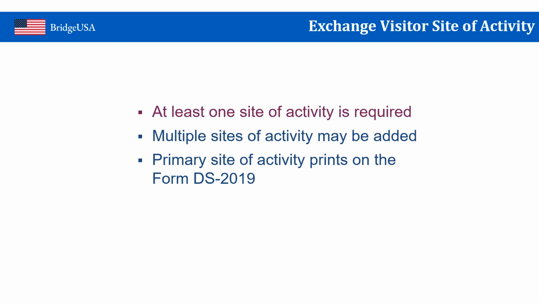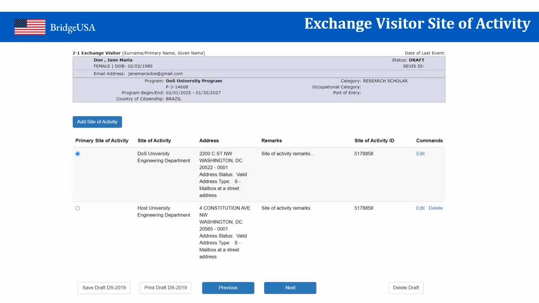At least one site of activity must be entered. Multiple sites of activity may be added for each exchange visitor. The primary site of activity will print on the Form DS 2019. The Site of Activity menu page displays all sites that have been added. We see that 2 sites have been added to this record. The first site entered is marked as the primary site of activity by default.